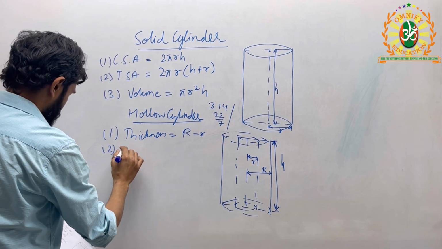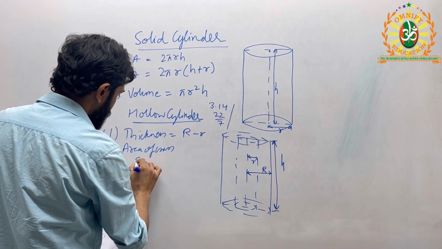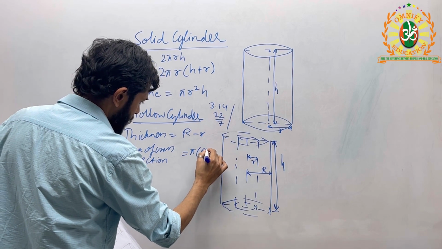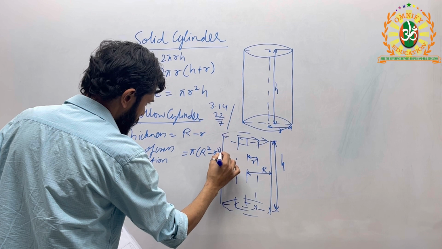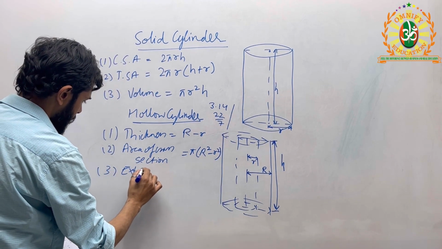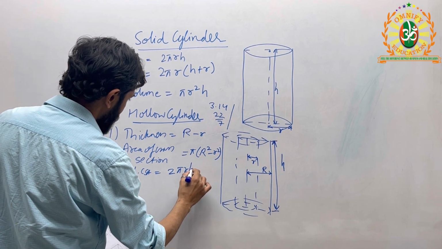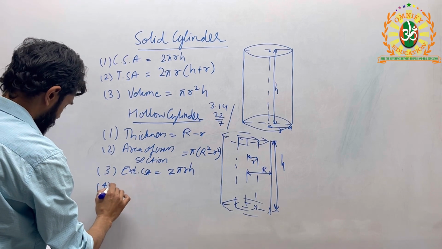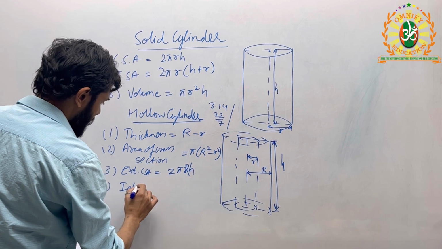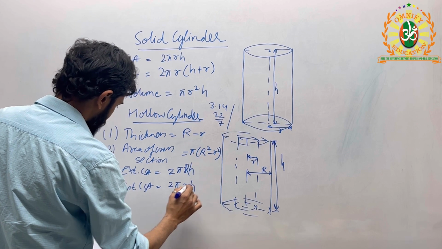Next, the area of cross section. It would be pi (capital R square minus small r square). Third, the external curved surface area would be 2 pi R h, with R the outer radius, and the internal curved surface area would be 2 pi small r h.